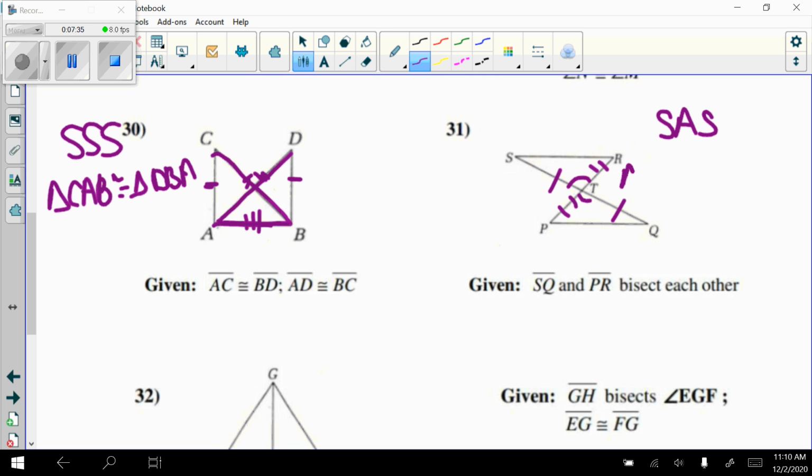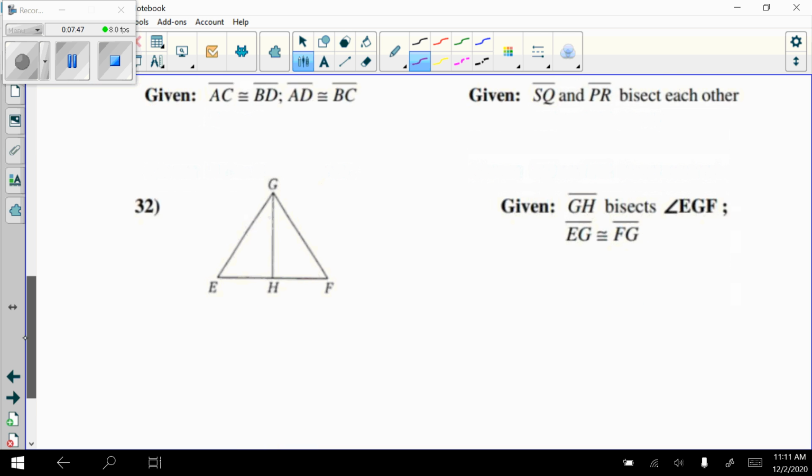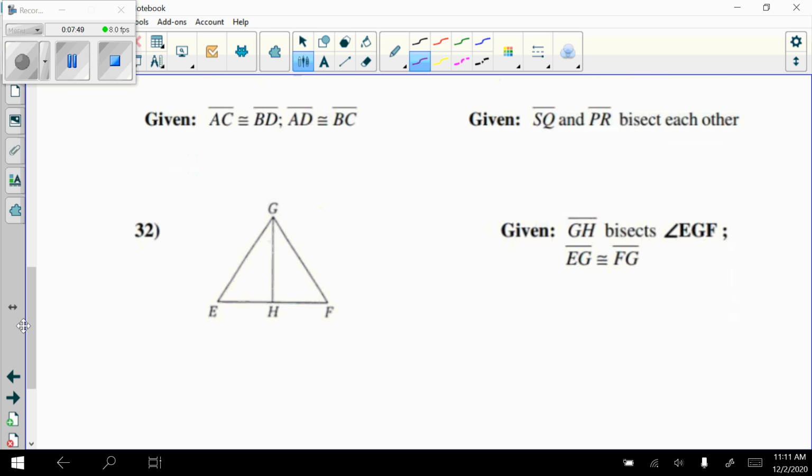So then I could say triangle RTS is congruent to triangle PTQ. Okay. So don't ever forget about vertical angles that bisect. We know bisect means cuts in half. Don't forget about if they share the same side. We're going to look for all of these little tricks.